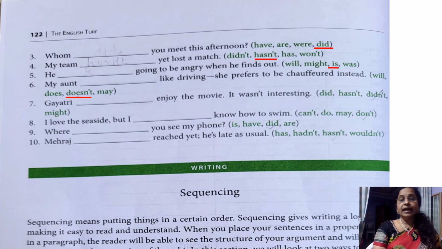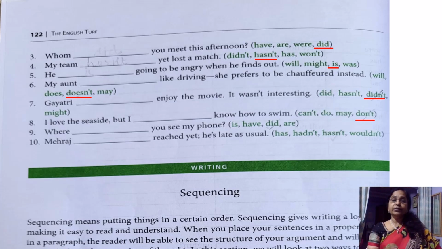So, seventh one, Gayatri dash enjoyed the movie. It wasn't interesting. That means the action is completed. So, it should be in past tense. So, Gayatri did not enjoy the movie. I love the seaside, but I dash know how to swim. I don't know how to swim, or I do not know how to swim. But in the spoken language, we have to use the contracted form don't.